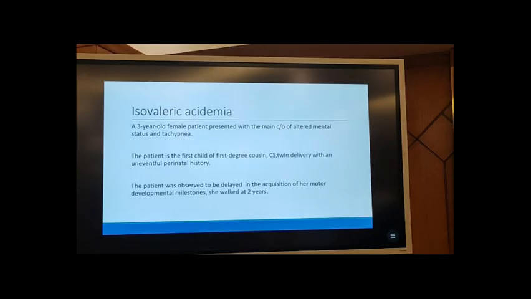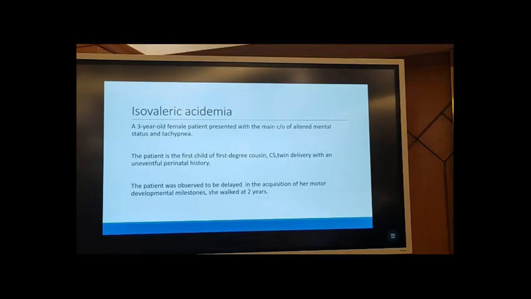She was observed to be delayed in the acquisition of her motor developmental milestones, where she walked at 2 years. Some patients, because they have residual enzyme activity, don't come with overt metabolic acidosis except if they are stressed, but they can come, for example, with delayed walking. Any patient who has delayed walking, this is not normal. We have to search why he has delayed walking, why he is not alert to the surrounding.